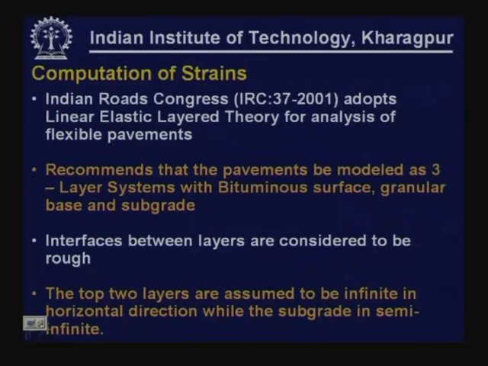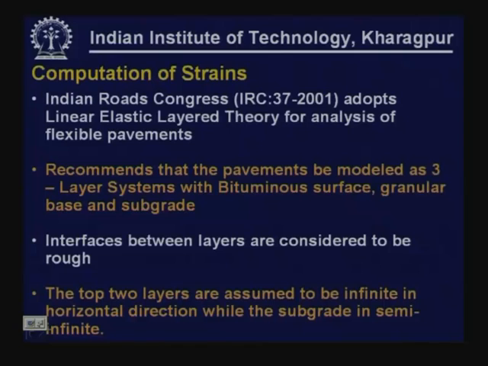IRC also recommends that the pavements be modeled as typically 3-layer pavement systems. Although we know pavements can have more than 3 layers, such as sub-base and base, and the bituminous layer itself can have more than 1 layer, so it can be an n-layer system with 4, 5, 6 layers, IRC suggests that the pavement be analyzed as a 3-layer system: subgrade, granular base and bituminous layer. The interfaces between the layers, that is, between the bituminous surface and granular base and the subgrade, are considered to be rough interfaces. We can analyze these pavements with smooth or rough interfaces, but IRC considers the analysis with rough interfaces.